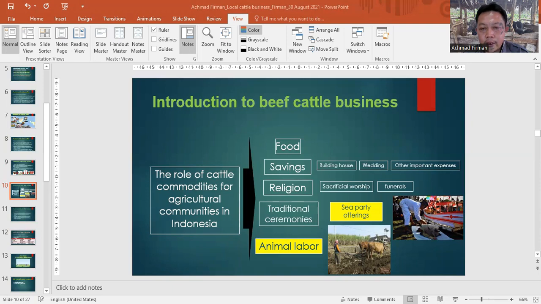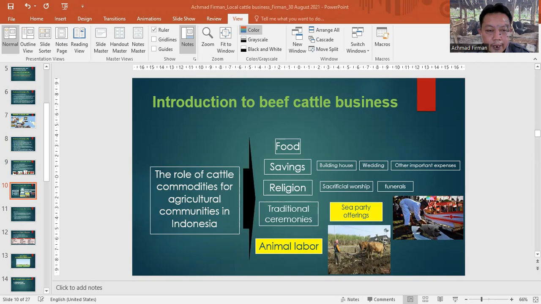Thirdly, cattle are used as a sacrificial animal on Eid al-Adha for most Muslims. Of course, in Indonesia about 90% are Muslim. Ahead of Eid al-Adha, generally the price of cattle increases sharply. This gives big profit for the cattle sellers. There are also cattle used for funeral ceremonies.